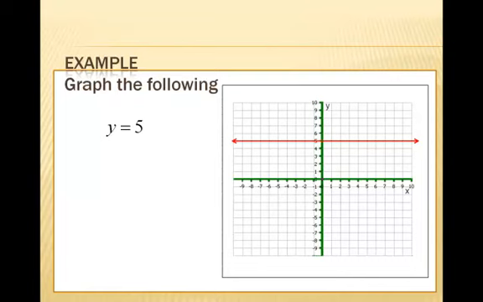Let's do another one. Okay, here's my other special case, x equals -2. The way I'm going to graph this one out is I'm going to put a vertical line right at -2, so straight up and down. And again, imagine taking points on this line. No matter where you take those points, the x value will always be -2.